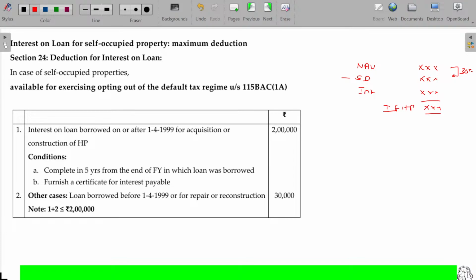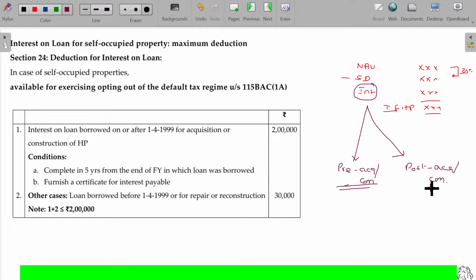Income from house property. Now, how can we calculate the interest, sir? Interest can be classified into two varieties. One is pre-acquisition or construction period interest. Another one is post-acquisition or construction period interest.